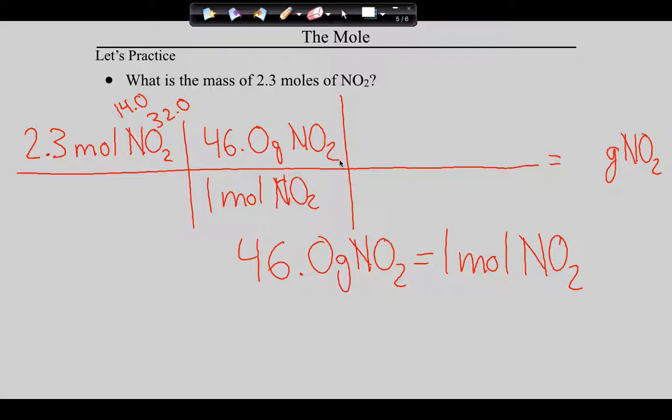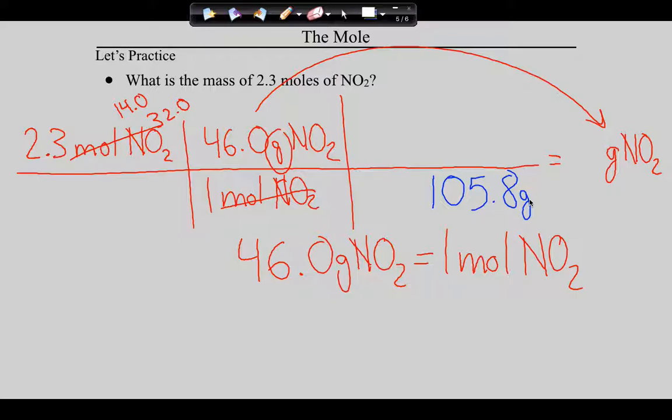Now guys, look at what happens. Our moles cancel, we're left with grams. Are we done? How do you know? Because this is the same as that. So now all we have to do is the math, and we go 2.3 times 46. I'm going to switch colors so it stands out, and I'm just going to write it here. I get 105.8 grams. But that's not the answer.